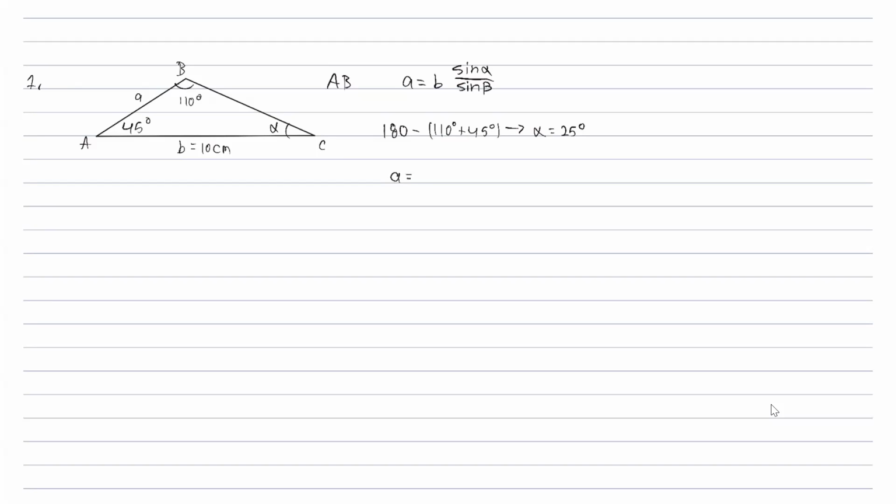So A, which is equal to AB, is going to be 10 centimeters times sine of alpha, which is this 25 degrees that we just found, divided by sine of beta. Now, beta is the angle opposite the hypotenuse. So it's going to be sine of 110 degrees. So the length of AB should be equal to 4.497 centimeters.